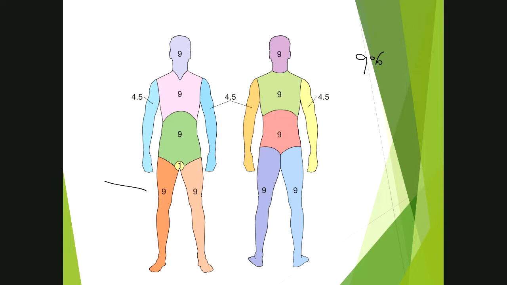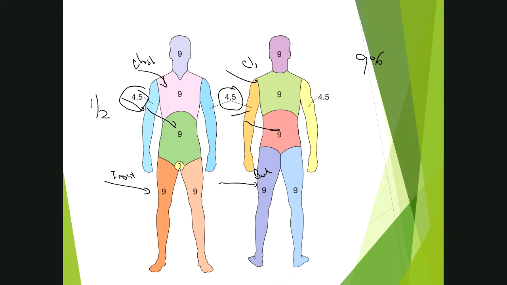The front of each leg is 9%. The back of each leg is 9%. The front of your chest is 9%. The back of your chest is 9%. The front of the abdomen, 9%, 9%. The front of an arm is half of 9%. And the back of an arm is half of 9%. Everything's based on this 9%. Even your head is based on 9%.